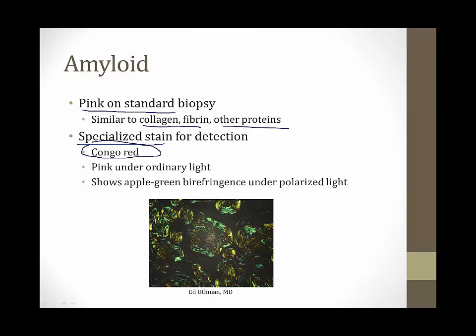When you stain biopsy specimens with Congo red, the amyloid will look pink under ordinary light, just like many other types of protein. However, when you put amyloid stained with Congo red under polarized light, amyloid protein collections will show what's known as apple green birefringence, and they will take on an apple green color like I've shown in this picture on the screen. So in other words, if you want to prove that there is a collection of amyloid proteins in a tissue biopsy specimen, you need to stain that tissue biopsy specimen with the Congo red stain and then place it under polarized light. Only amyloid collections of protein will show the apple green birefringence.